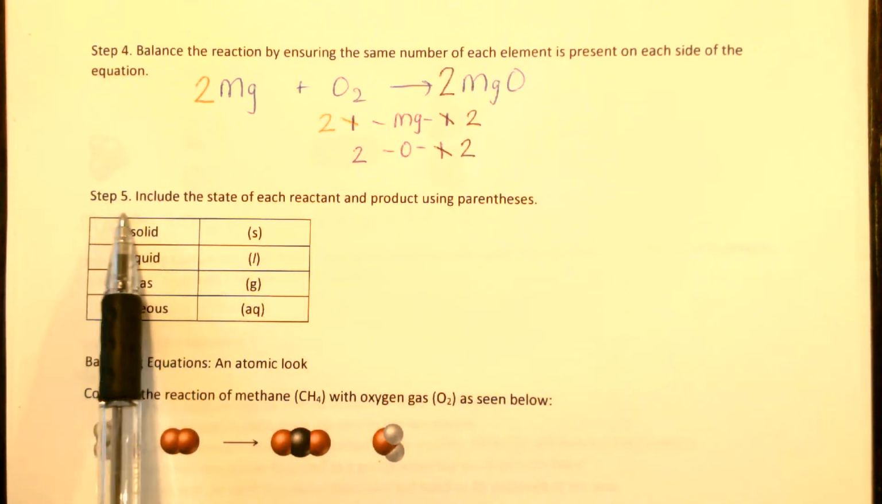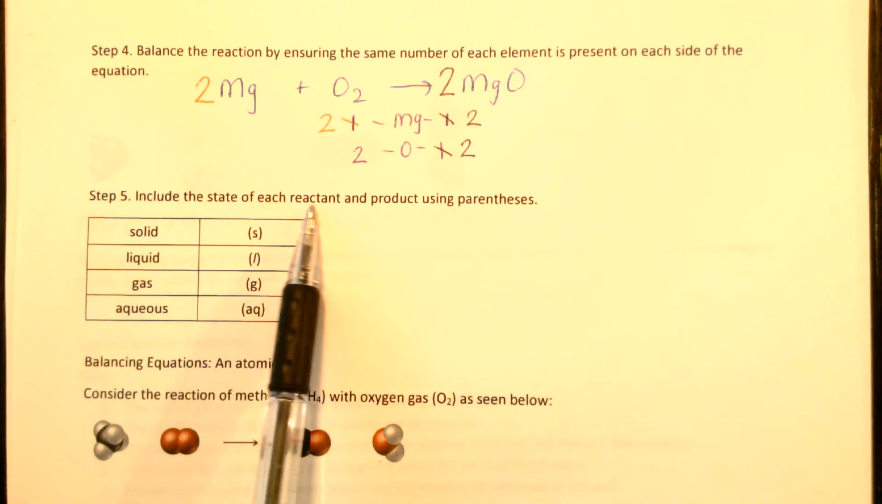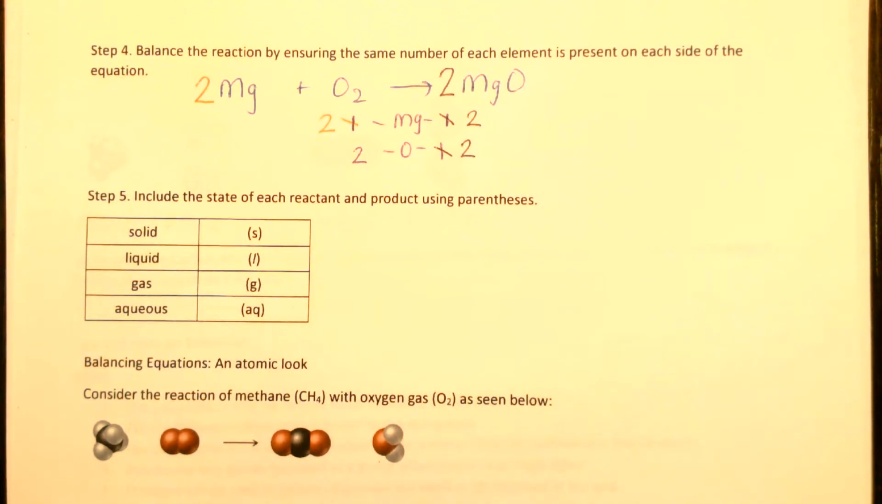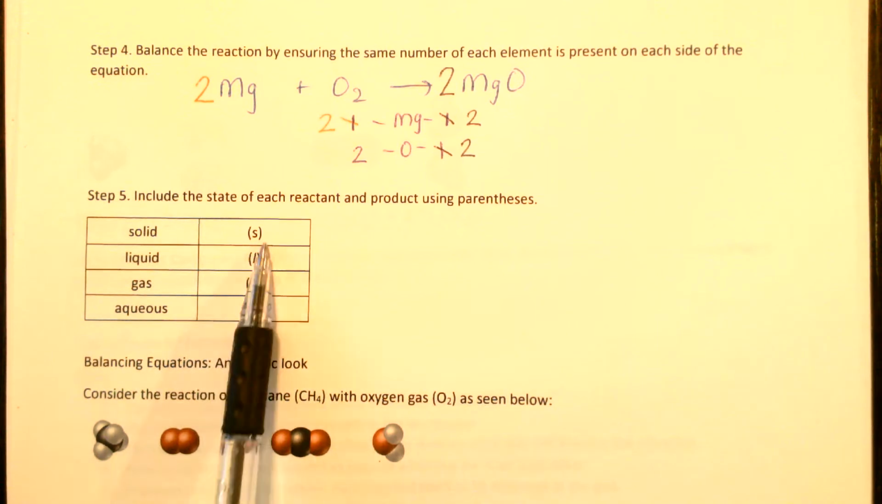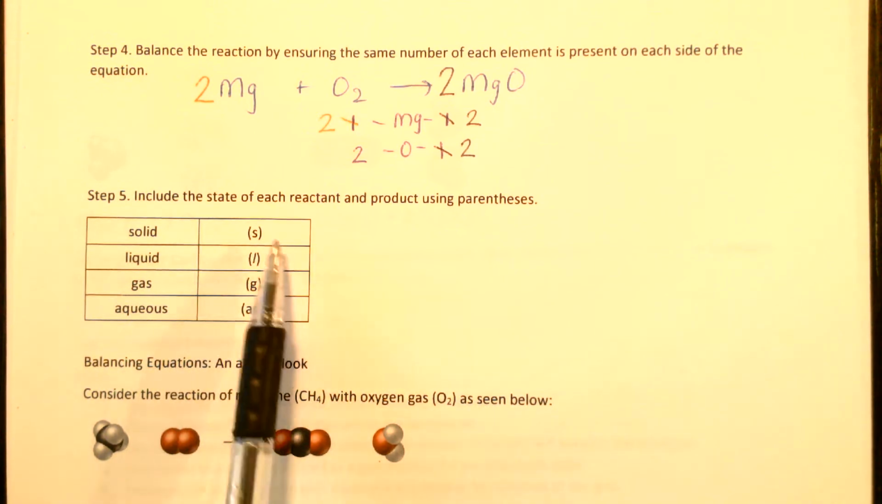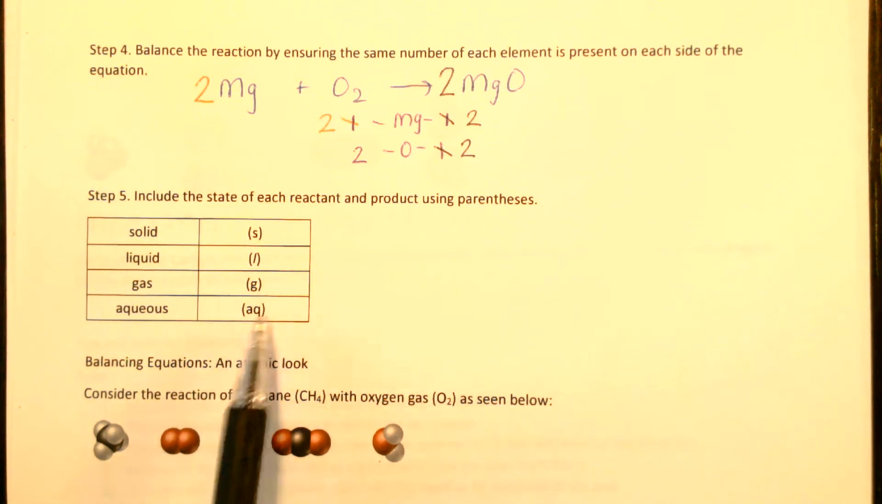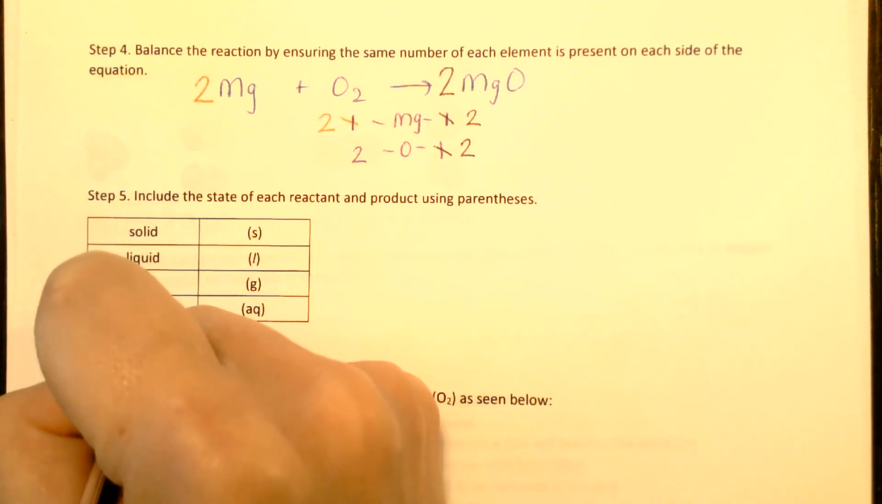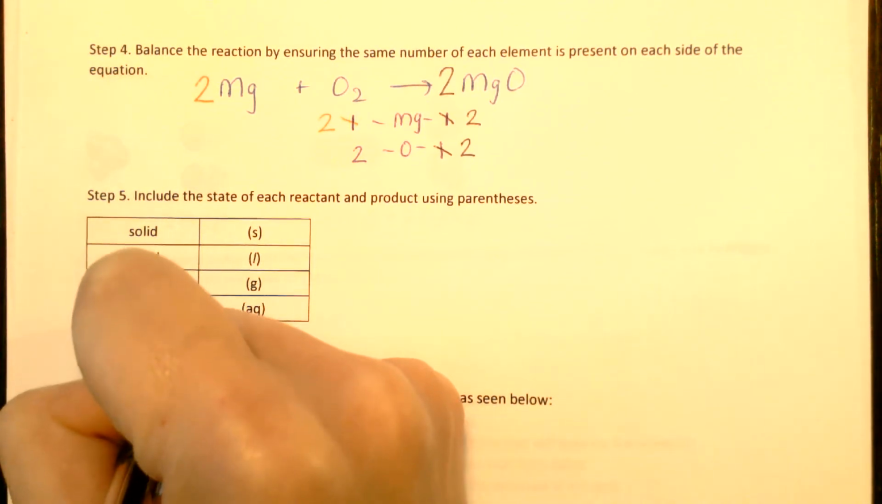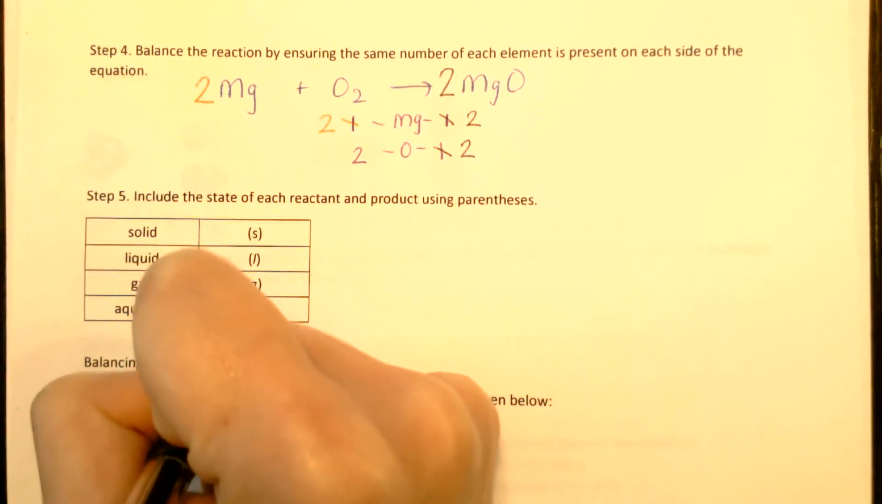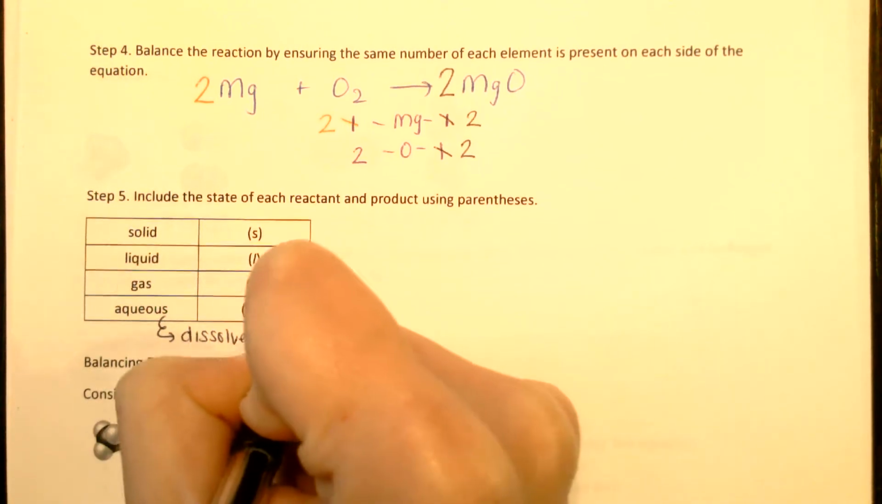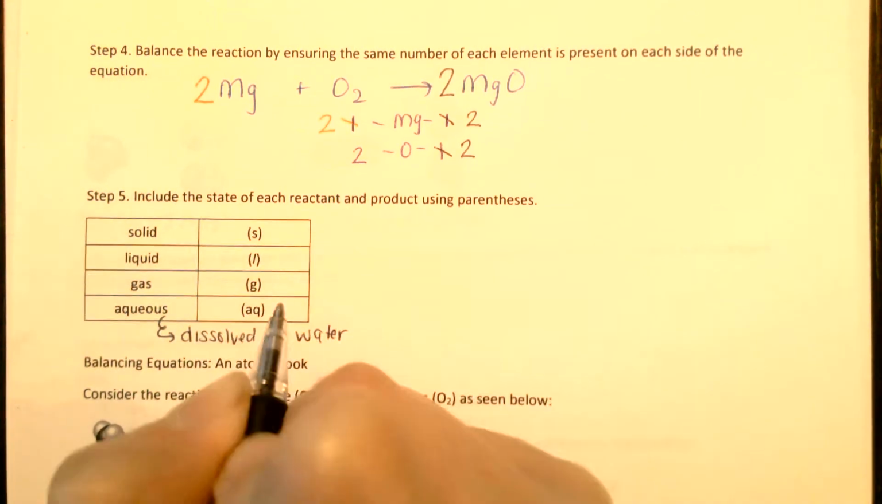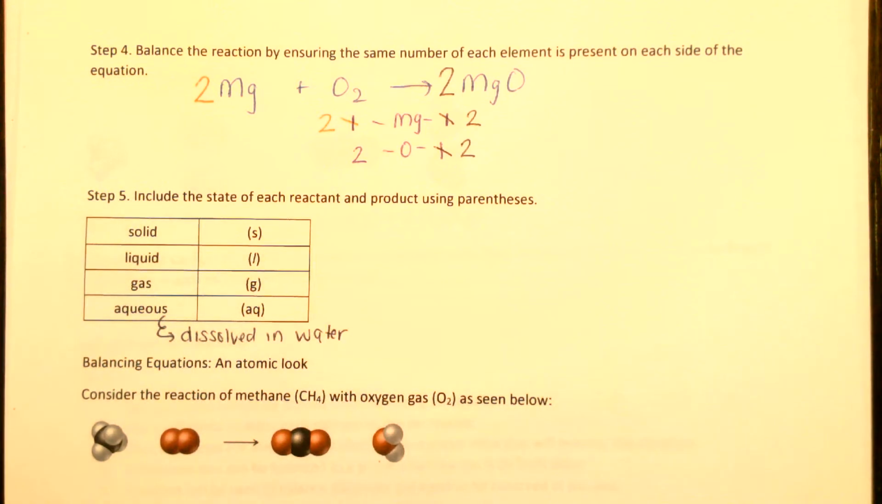Okay, so the last step, step 5, include the state of each reactant and product using parentheses. So we have 4 states in chemical equations: solid, liquid, gas, and we have aqueous. So aqueous, we talked about this with acids. This means dissolved in water. So dissolved in water. Okay.